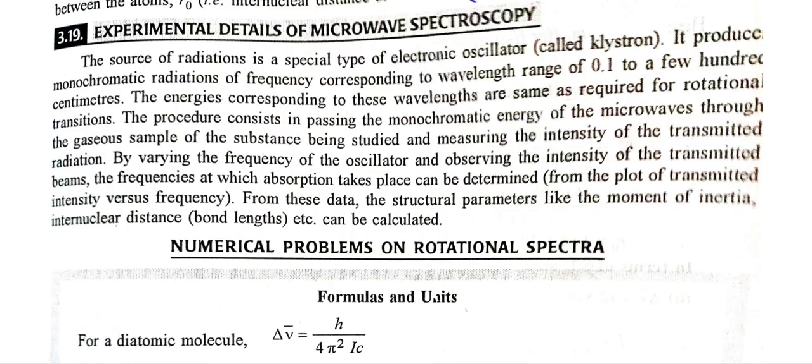The procedure consists of passing the monochromatic microwave energy through the gaseous sample of the substance being studied, and measuring the intensity of the transmitted radiation while varying the frequency of the oscillator. By observing the intensity of the transmitted beam, the frequency at which absorption takes place can be determined. From these data, structural parameters like the moment of inertia and internuclear distance can be calculated.